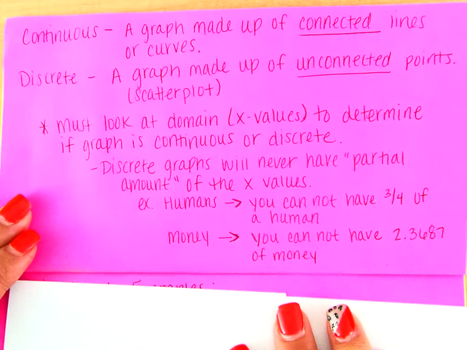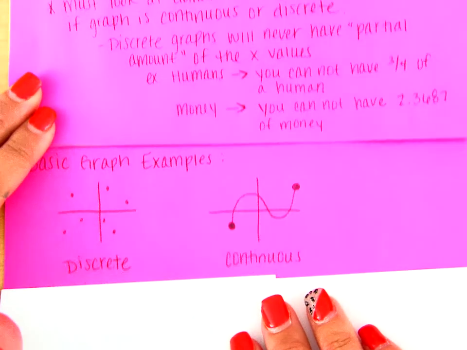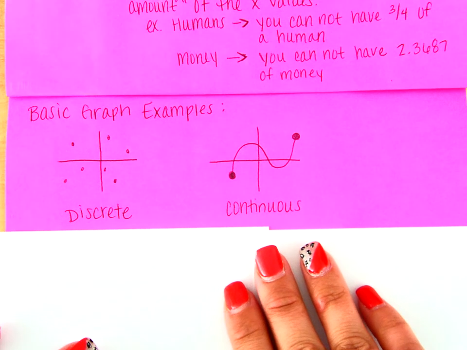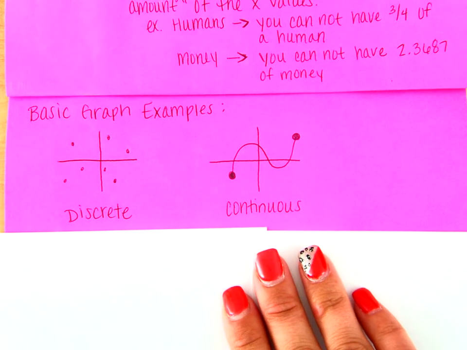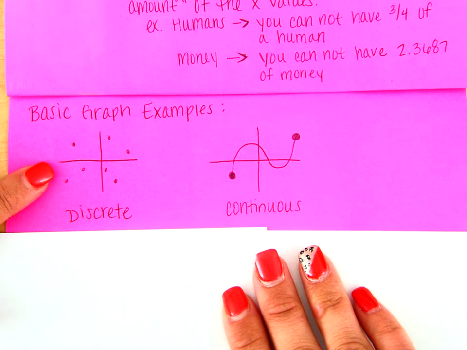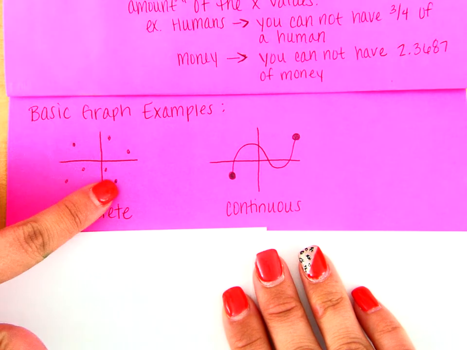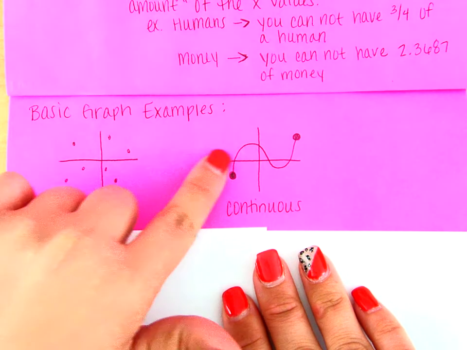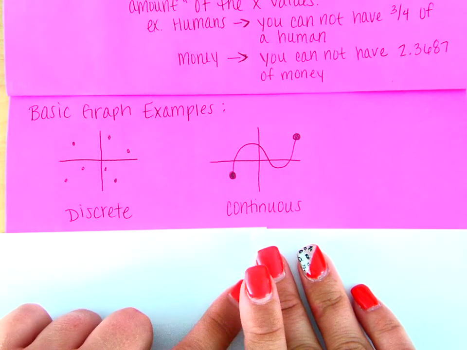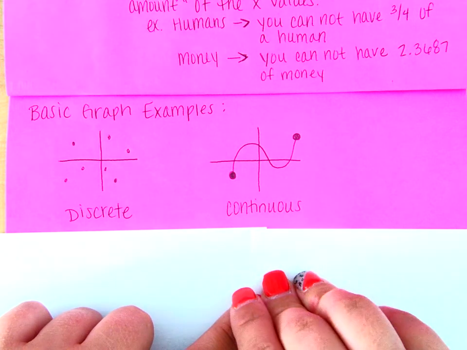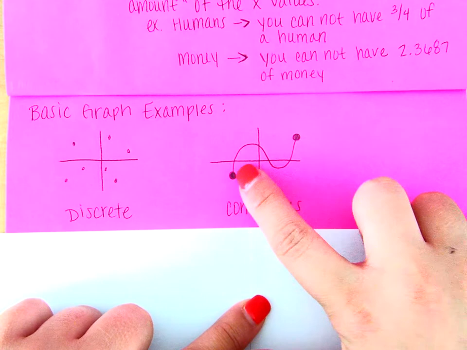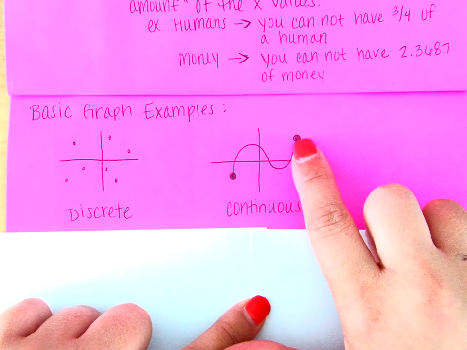So moving along, we're going to look at a few graph examples here. So here are some basic graph examples. Obviously, if it's a scatter plot, it is discrete. Notice that the lines or the points are not connected. Then you have continuous. If it is connected, it is continuous. Now be careful on continuous graphs. It can come to an end. That is okay, as long as those two endpoints are connected.